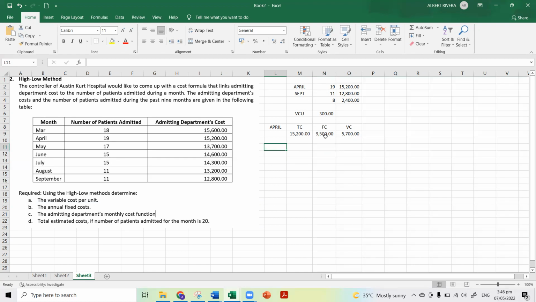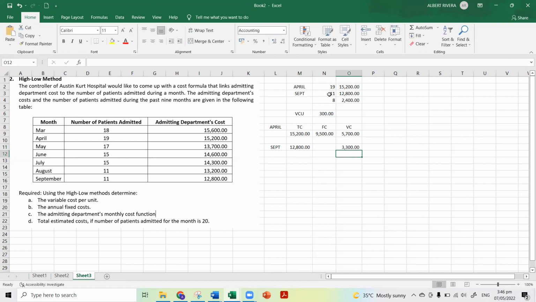Let's use September. Okay, let's use September. The total cost for September is 12,800. Okay. What is now the variable cost? What is now the variable cost for September? How much is the variable cost? So variable cost per unit times the activity. Okay? And that is 11.